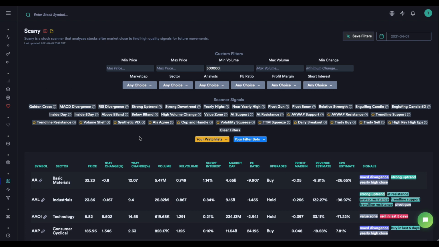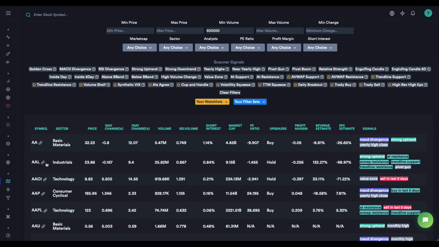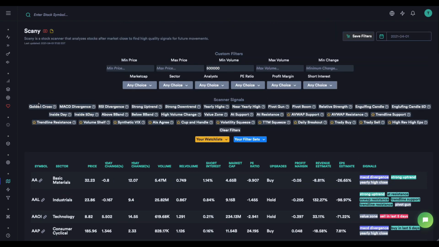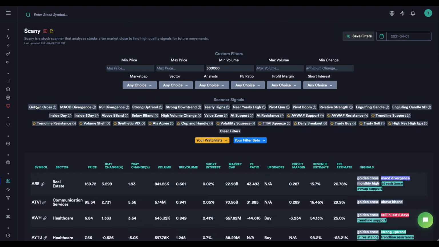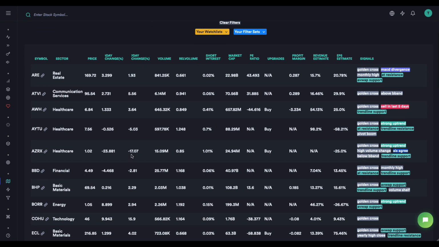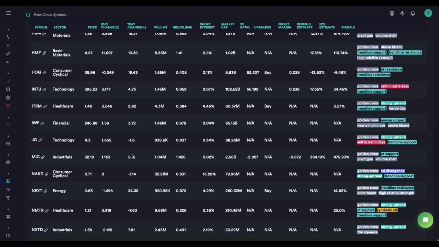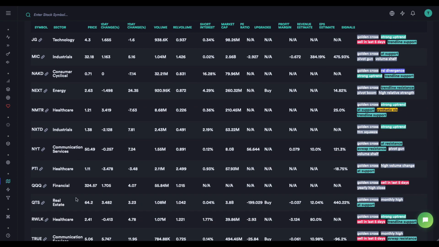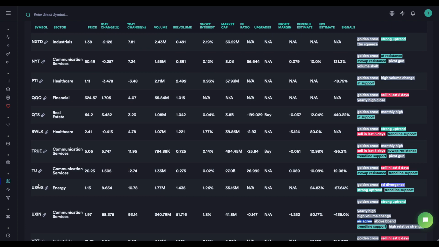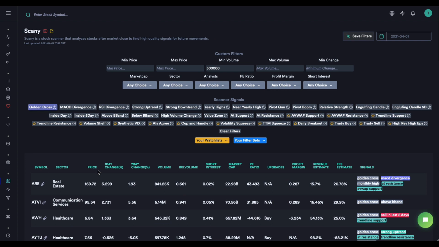So let's see. We have A, we have AAL. So let's do the golden cross first. This is a very simple signal that tells you that the 20 moving average crossed the 50 moving average. So let's say, what do we have here? Let's say we have anything that everyone is aware of. So we have QQQ actually. Everyone knows about QQQ.